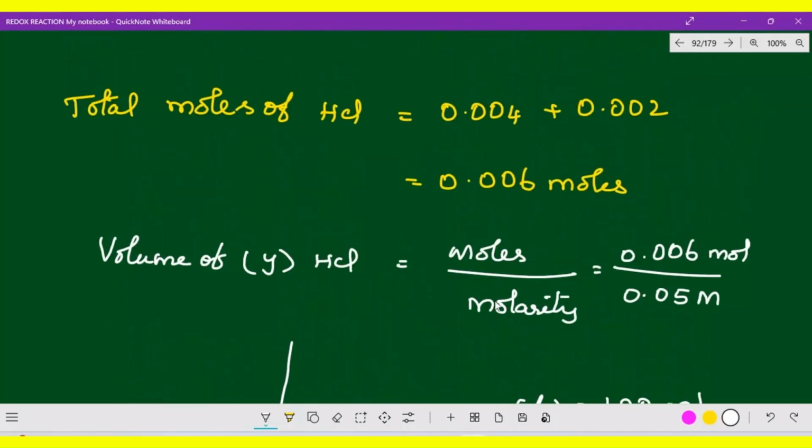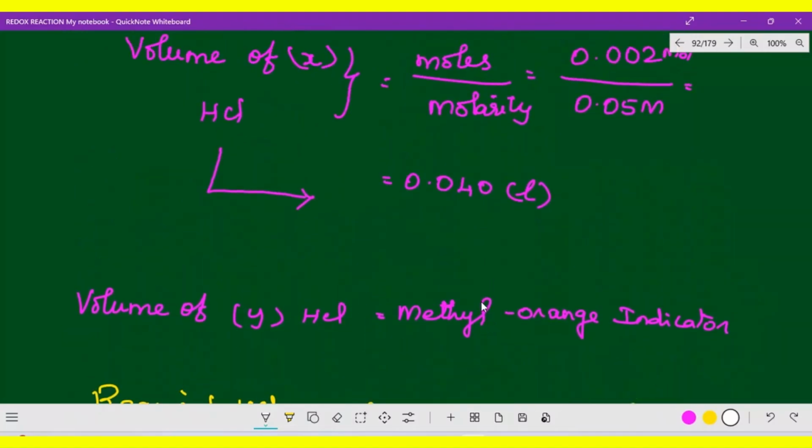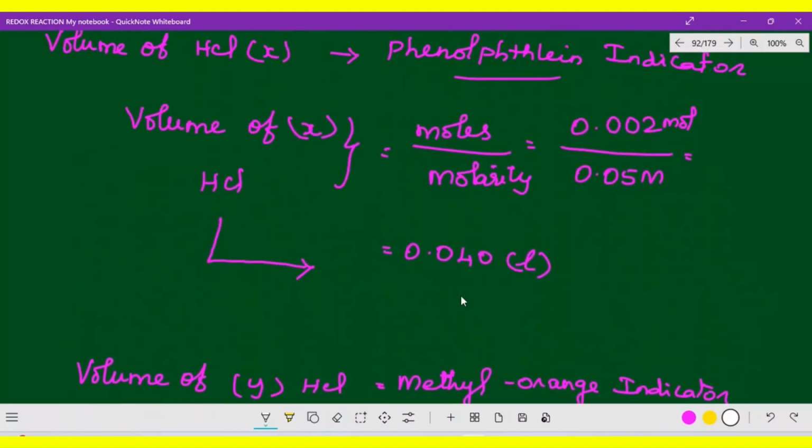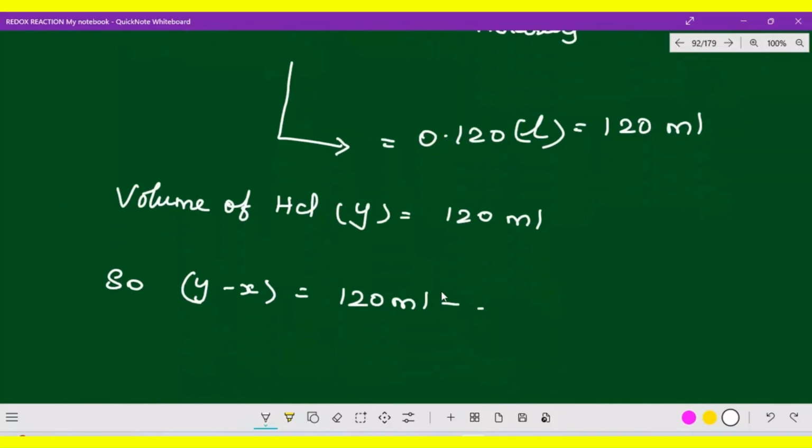Here actually liter only we just mentioned. No, we did not convert into ml. So here volume of HCl X equal to 0.040 liter. We just converted into ml, so this is 40 ml. I hope you got that idea. Volume of X ml, the first reaction. Now volume of Y ml, that is HCl. So this is the second reaction. Now here in this point, we just mentioned 40. So here 40 ml. I hope you got that idea.